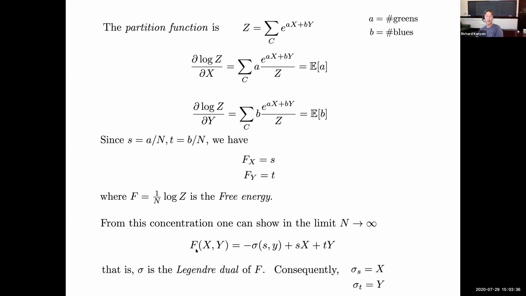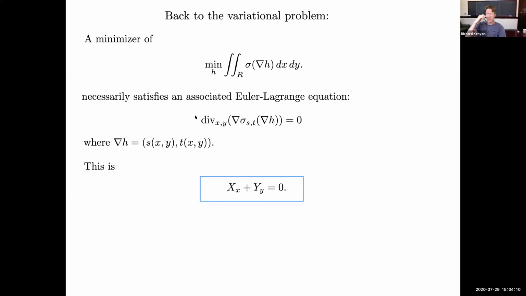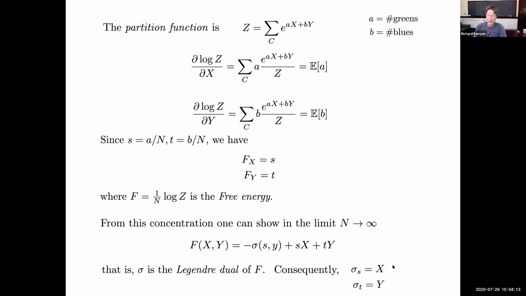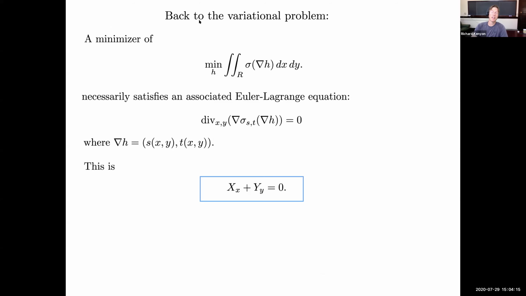And in particular, this Legendre duality is a duality, so you can, in fact, invert the relation, and the s and t derivatives of sigma give you the inverse map, which goes from s, t to x, y. Are we okay? All right, so this is a little thing I'm going to use in a moment here. So let's go back to this variational problem.